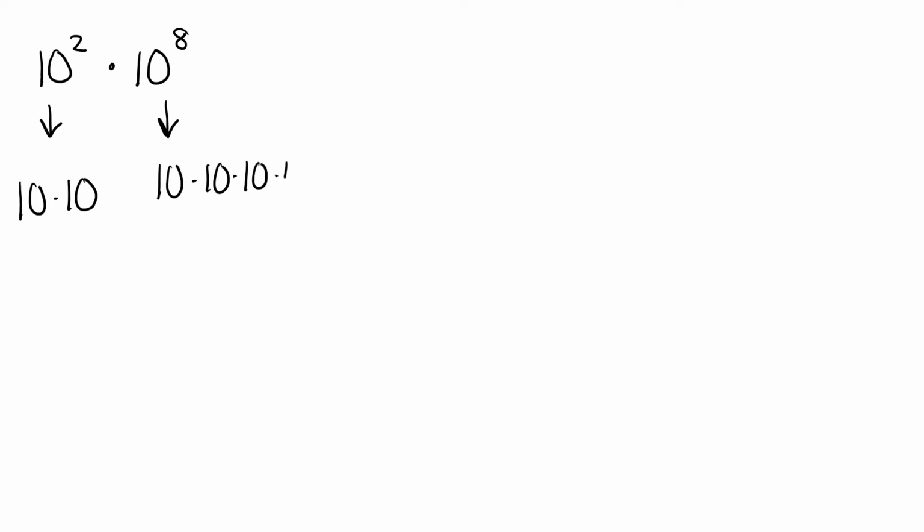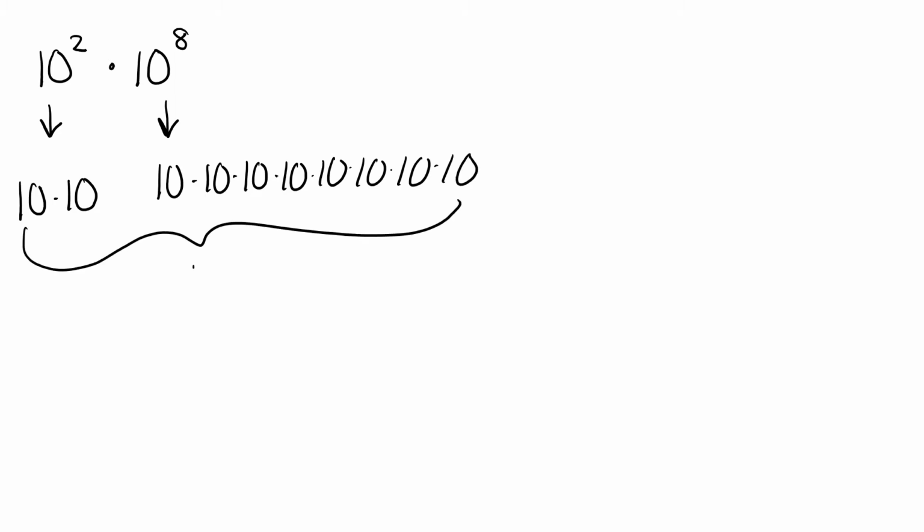For problem number 5, we're going to do 10 to the 2nd power times 10 to the 8th power. We start by breaking it down into 10 times 10. And on the other side, we're going to do 10 8 times. We total them all up, which gives us a total of 10. Our base number 10 stays the same, and our new exponent is 10.